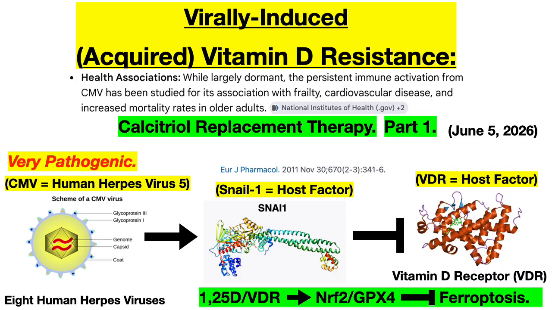potentially you get the reactivation of cytomegalovirus, which locks in vitamin D resistance by suppressing the expression of vitamin D receptor. So this first slide emphasizes a host factor being downregulated in response to a viral infection, the host factor being the vitamin D receptor.